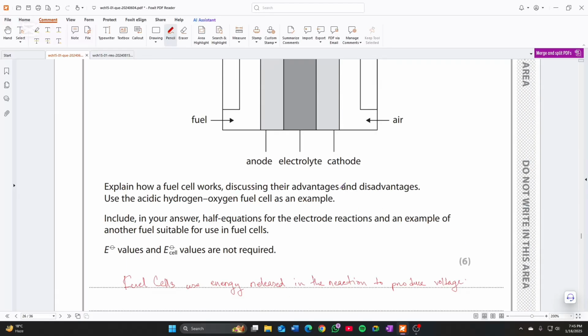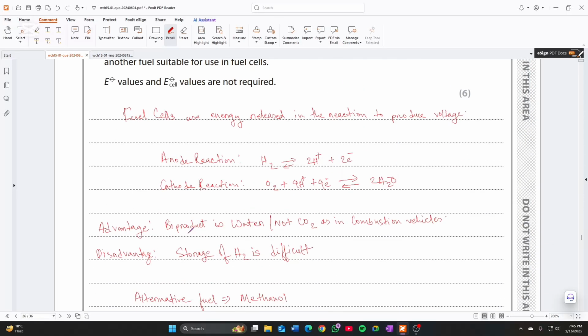Then we have to discuss their advantage and disadvantage. So what is the advantage and disadvantage of a fuel cell? So consider a hydrogen fuel cell. The advantage of a hydrogen fuel cell is that the byproduct produced is water and not CO2, which is produced by combustion vehicles.